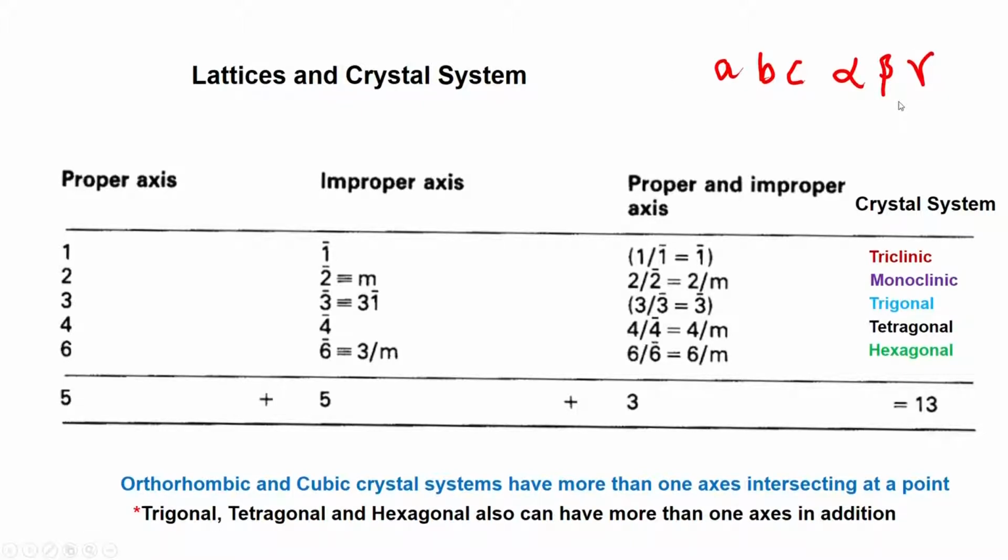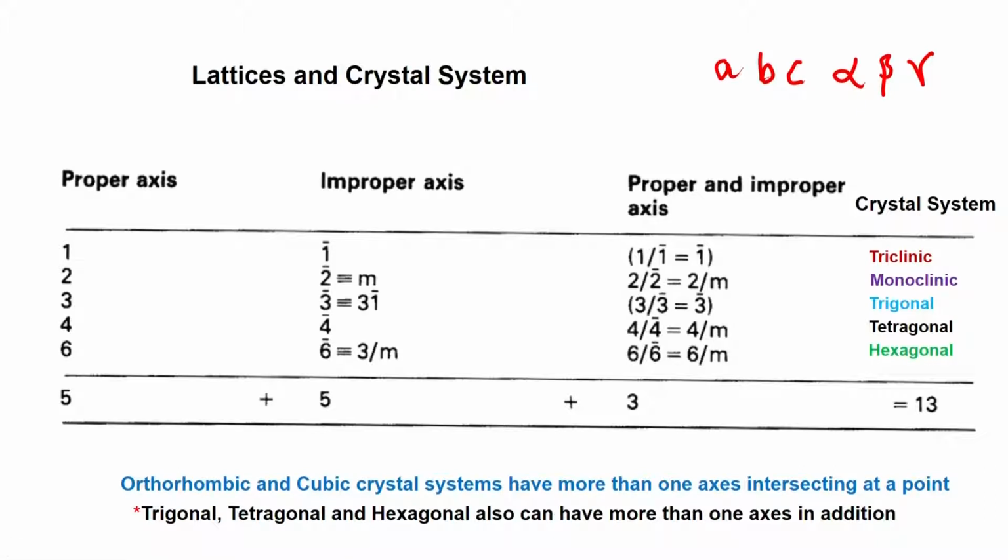So these 6 parameters define the nature of the unit cell, and therefore the way in which A, B, C, alpha, beta, gamma come up refers to the unit cell, and therefore it refers to the crystal system. The lattice repeats these unit cells in all 3 directions.